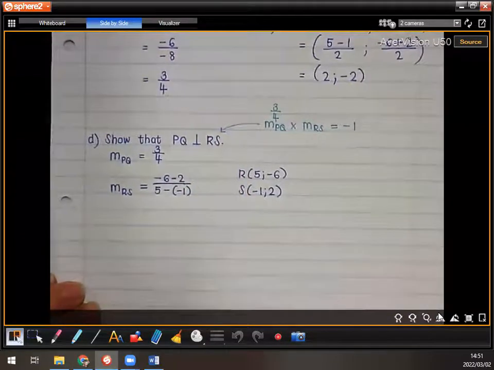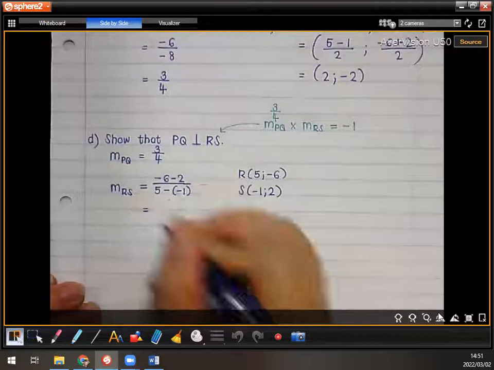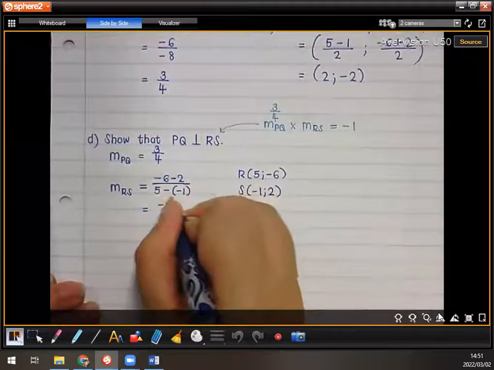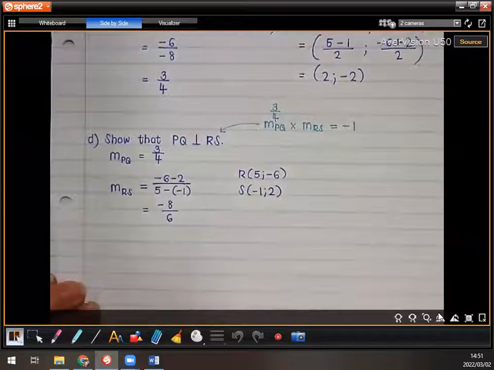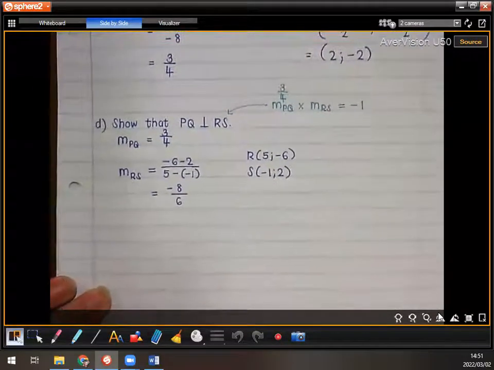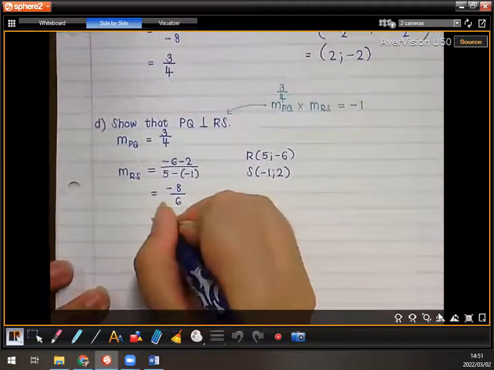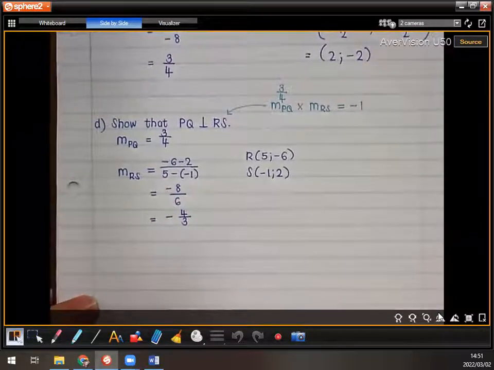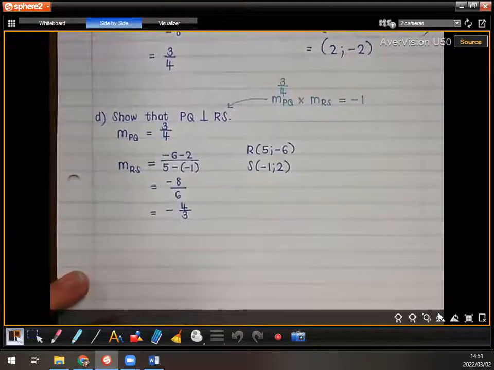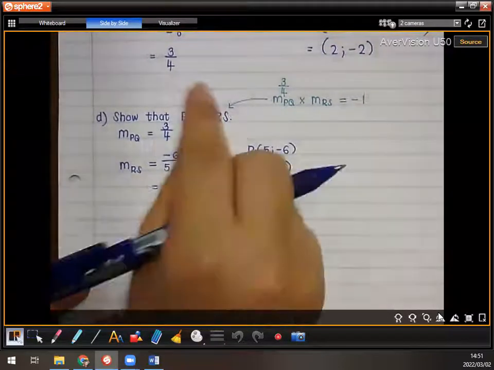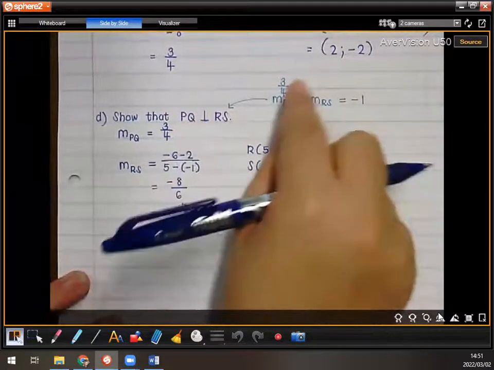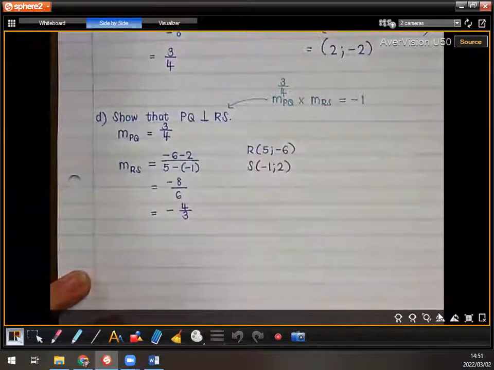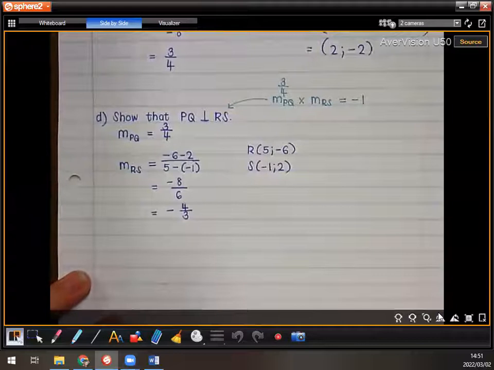Again, you can type that into the calculator straight away if you want to. But at the top you're getting -8, and at the bottom you're getting +6. Right? And when I simplify that, that is -4/3, and that's the gradient of RS. Remember, we're trying to show that PQ is perpendicular to RS, so now I must actually find the product. And if it's -1, then I can say that it's perpendicular.